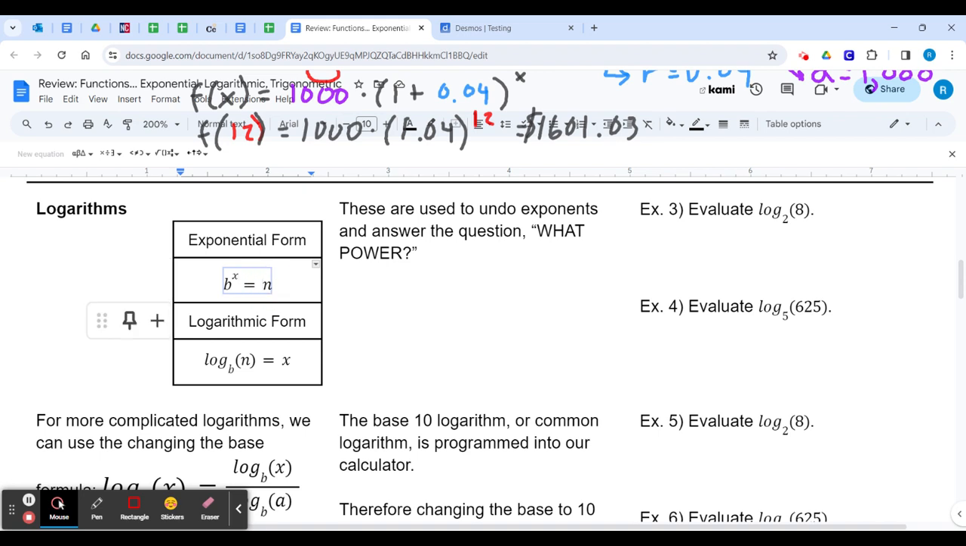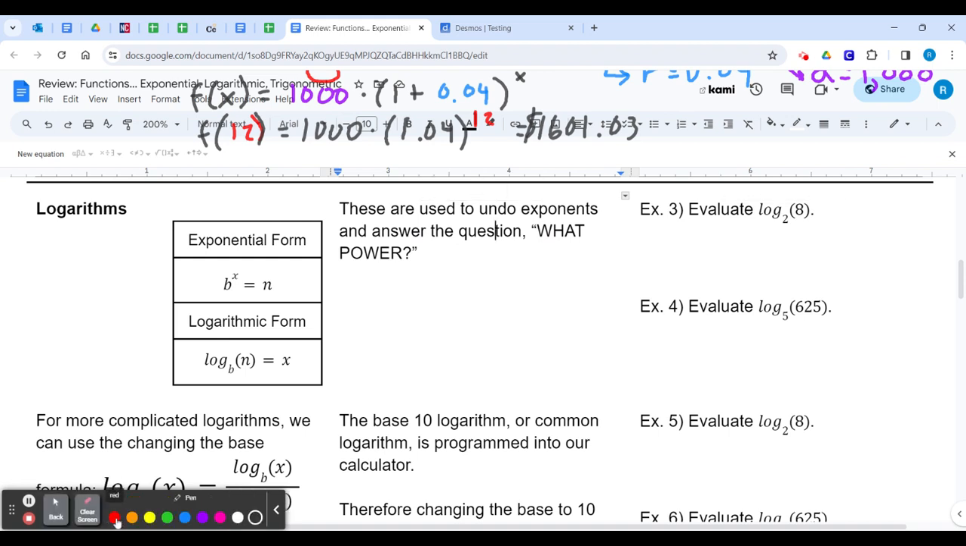We can rewrite that as a logarithm, listing it as log base b. Our answer then goes inside of our logarithm, and the answer to the logarithm is actually our exponent. Notice how b, x, and n just flipped around. These are used so that we can undo exponents and answer the question, what power? So when we evaluate logarithms, oftentimes we are just answering that question, what power?